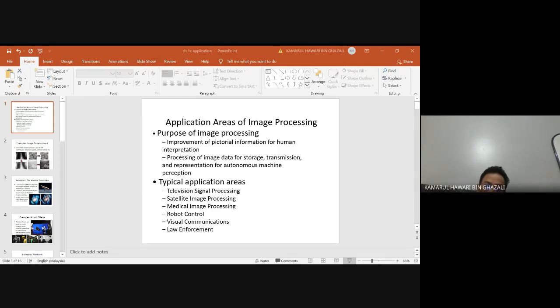This is some of my R&D projects on computer vision and image processing, in medical and agriculture. This is another application, autonomous car driving. You can search for a lot of information on the internet about autonomous car driving, and it uses a lot of cameras and images.